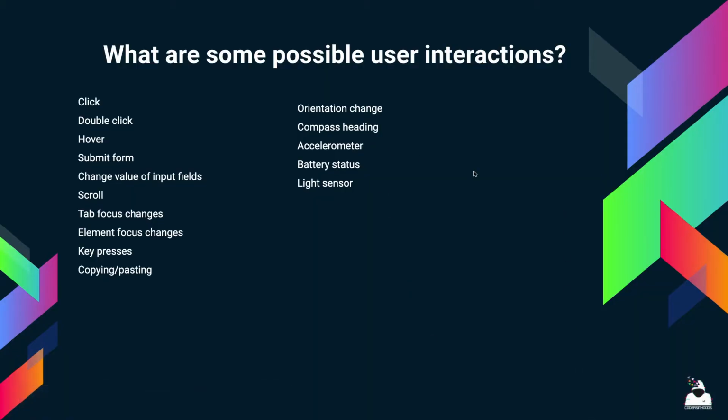What are possible user interactions? This is a kind of subset of what you can actually do. Again, you can click, double click, hover, submit a form. These are all events, right? When you change focus with your tab key, copy pasting is another one that is quite useful sometimes. Orientation change: nowadays you have devices that you can rotate and they will change orientation, so you can change your page or your interaction depending on the orientation. And all the other ones. These ones are not as common, but still they are there.